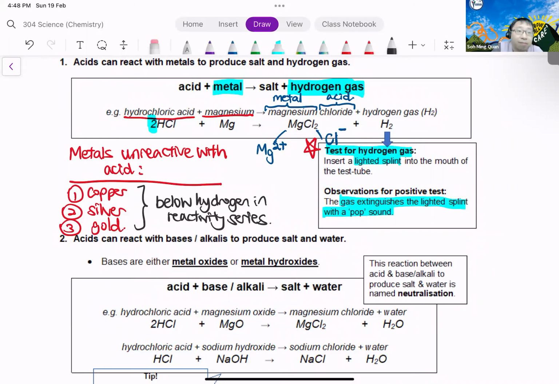But I'm sure you see a pattern by now. We always test the same few acids, the same few metals. So it's important for you to be familiar with these metals like magnesium. You should know by now that magnesium will form Mg2+ ions.